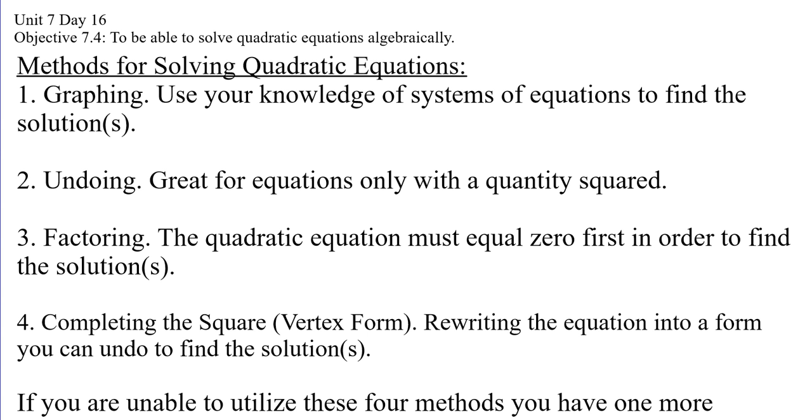So if we take each factor and set it equal to 0, that will help us find our two solutions. Another method is called completing the square. That's putting your equation into that vertex transformation format, because then we can undo the equation to find the solutions because you'll have a quantity squared.